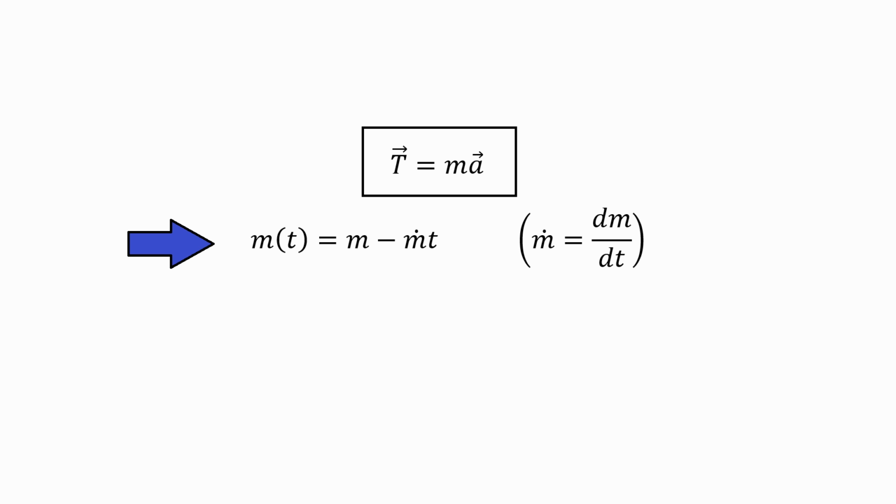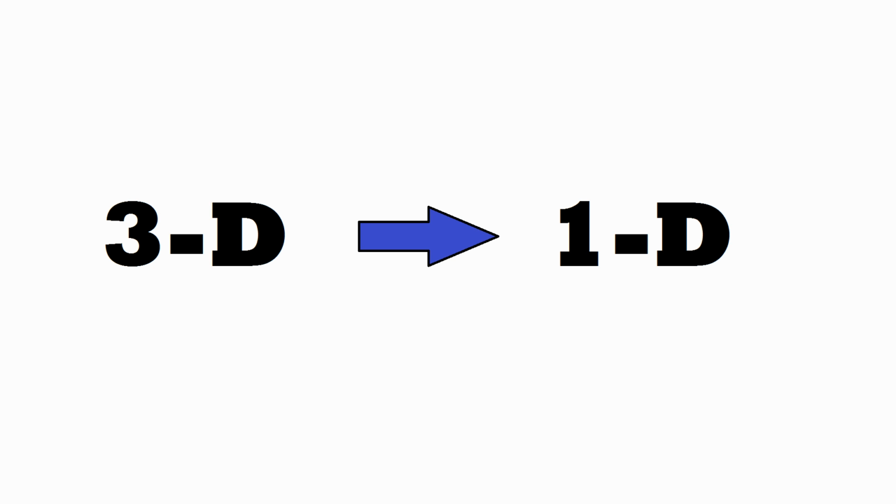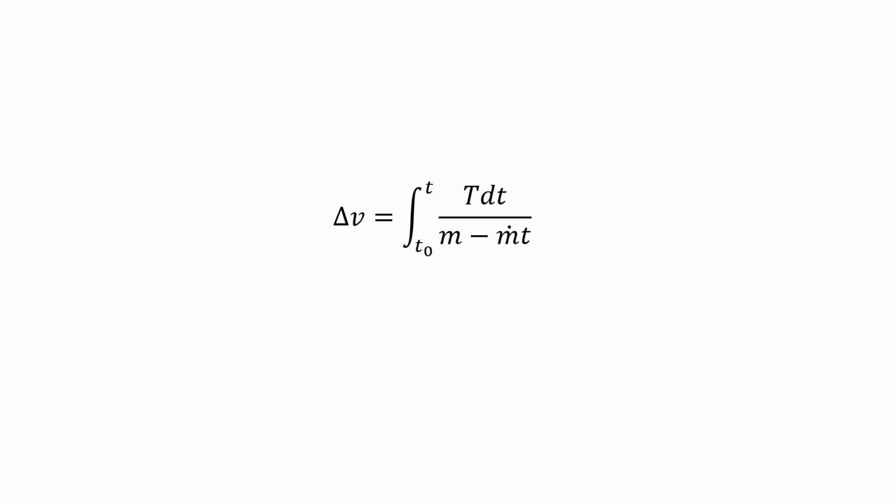If we write the instantaneous mass at time t as the initial mass m minus m dot t, where m dot is the propellant mass flow rate, and if we remember that acceleration is the time derivative of velocity, we can rewrite the equation in this way. Up to this point we had a vector equation in 3D space. From now on we will move to a 1D scalar equation, since we are not interested in directions, but just in magnitude. By rearranging the terms, this integration in time provides the delta v, that is, the variation of velocity felt by the rocket during the burning.